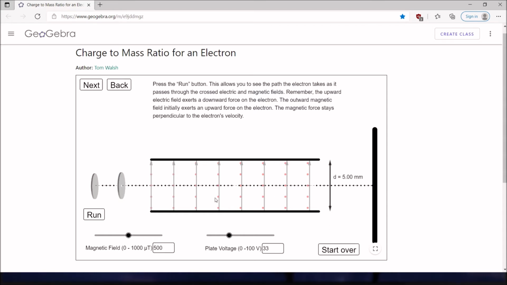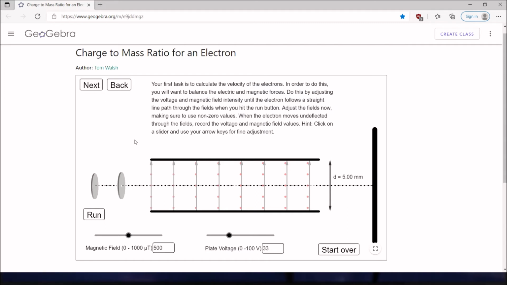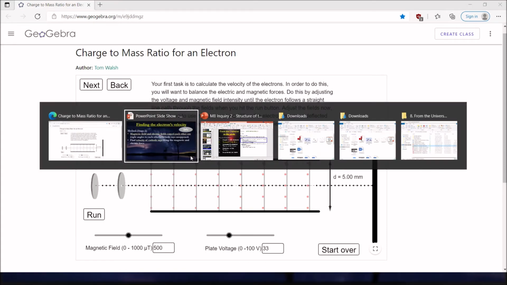Okay. Remember, the way the actual experiment is structured is the magnetic field is going to push the electron one way, the electric field is going to push the electron another way. If I can make it go directly straight through, meaning we've made the magnetic field and the electric field equal to each other, we can actually do some calculations to work out the velocity of the electron. So let's have a look.